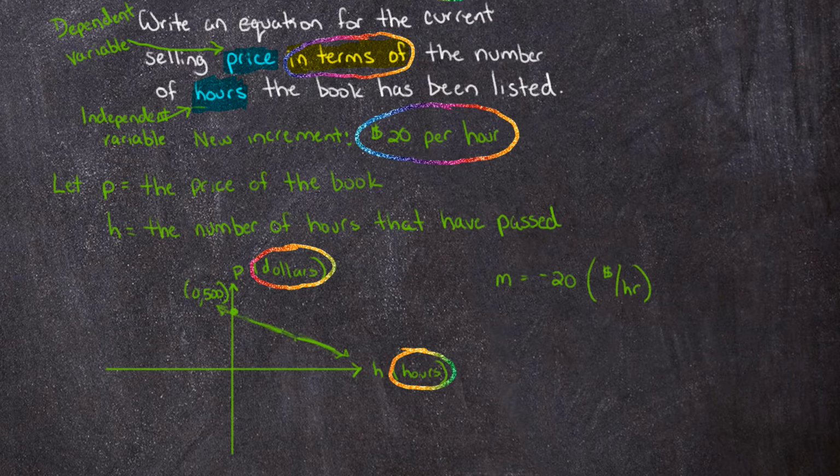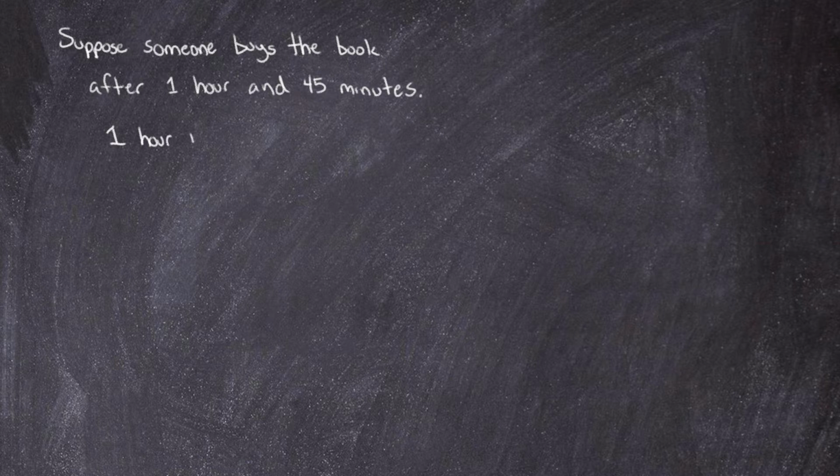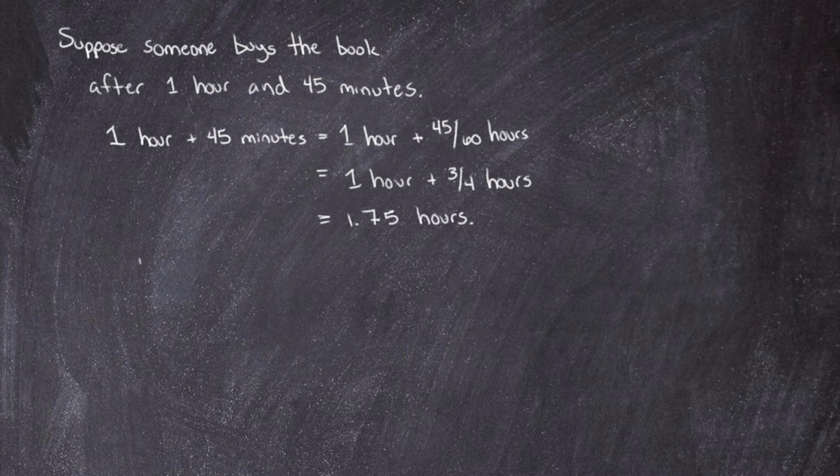We actually have everything we need to answer the original question at this point. The vertical or P-intercept is (0, 500), and the slope is -20, again, dollars per hour. Inserting these into the slope-intercept form, we get P equals -20H plus 500. If someone buys the book an hour and 45 minutes after the auction starts, we can compute our selling price by converting 1 hour and 45 minutes strictly into hours. So the conversion goes like this, and we get 1.75 hours.